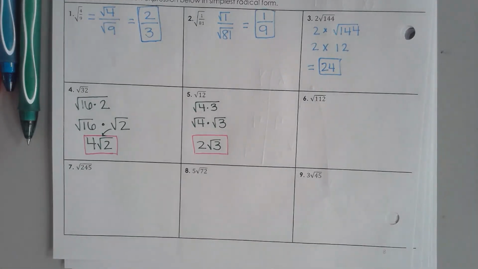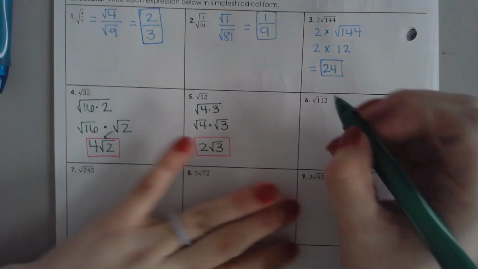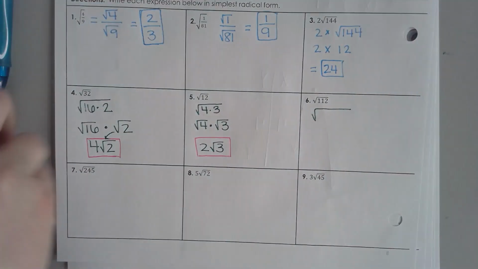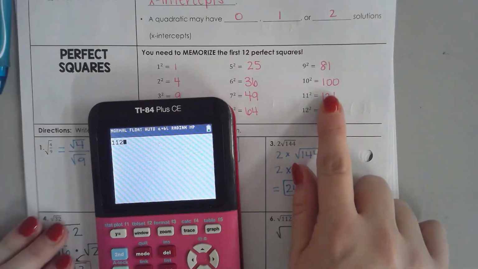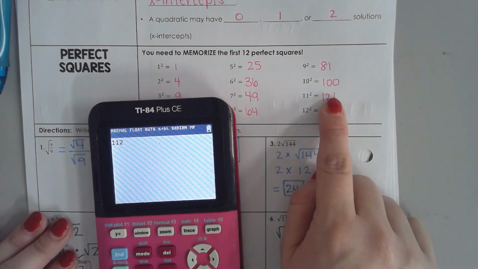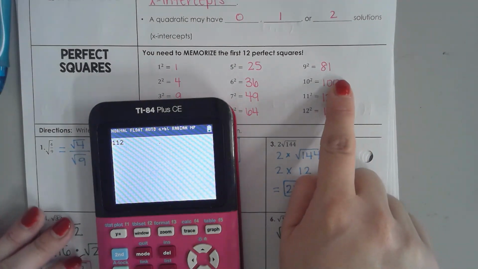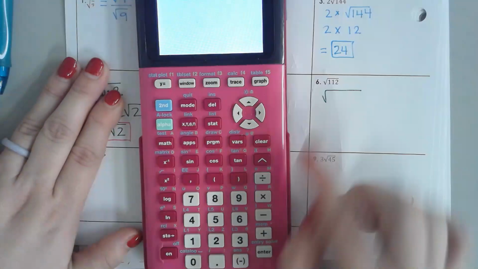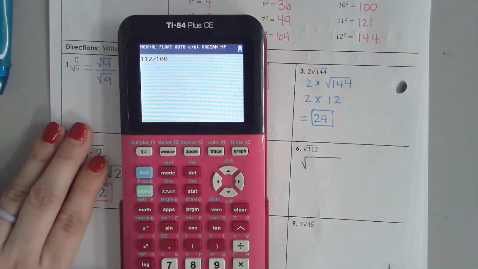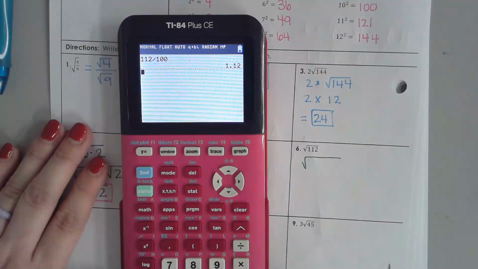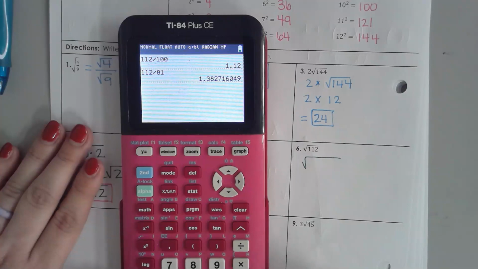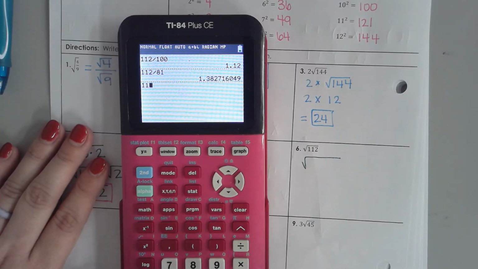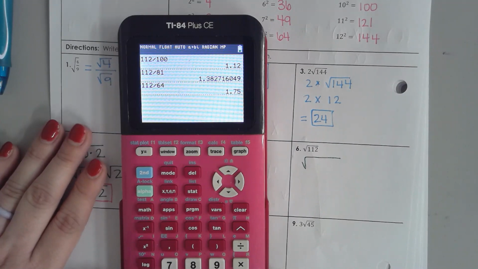Let's look at number 6. We've got 112. Okay, so 121 is bigger than 112, so I'm going to start with 100 and work my way back. 112 divided by 100, not a whole number. 112 divided by 81, not a whole number. 64, not a whole number. Keep working your way back.